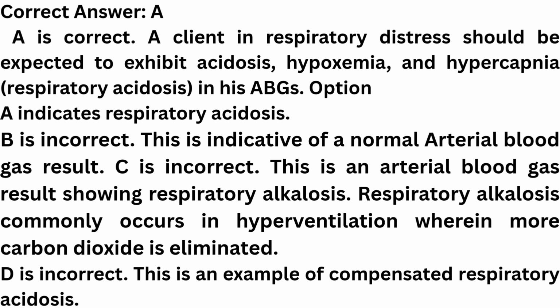A is correct. A client in respiratory distress should be expected to exhibit acidosis, hypoxemia, and hypercapnia, respiratory acidosis, in his ABGs. Option A indicates respiratory acidosis. B is incorrect. This is indicative of a normal arterial blood gas result. C is incorrect. This is an arterial blood gas result showing respiratory alkalosis. Respiratory alkalosis commonly occurs in hyperventilation wherein more carbon dioxide is eliminated. D is incorrect. This is an example of compensated respiratory acidosis.